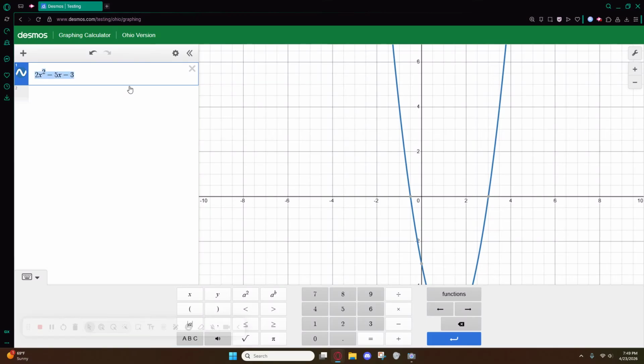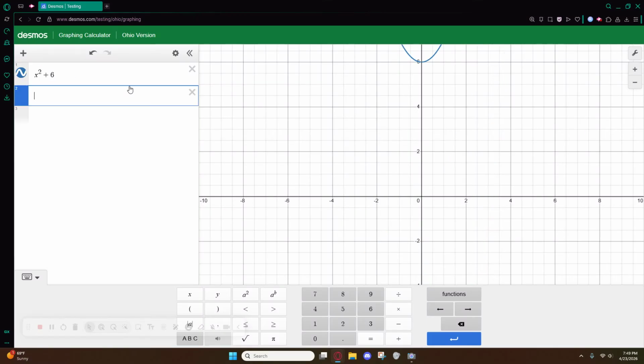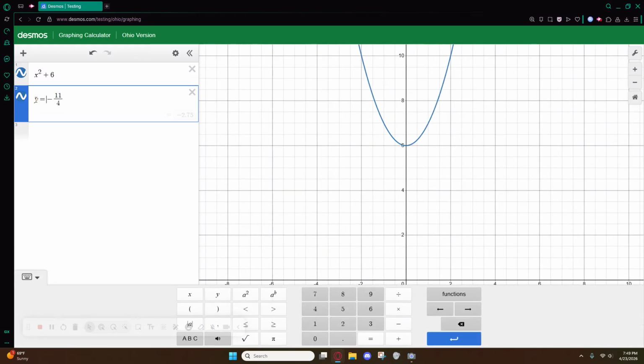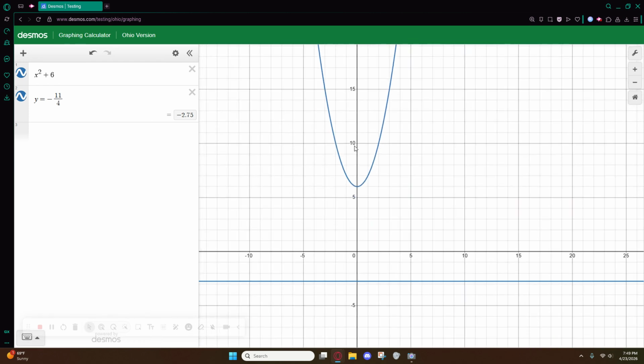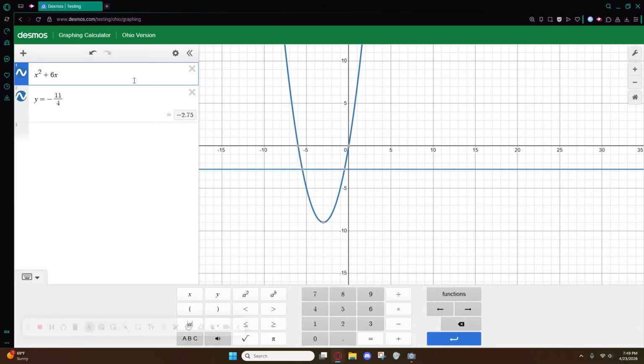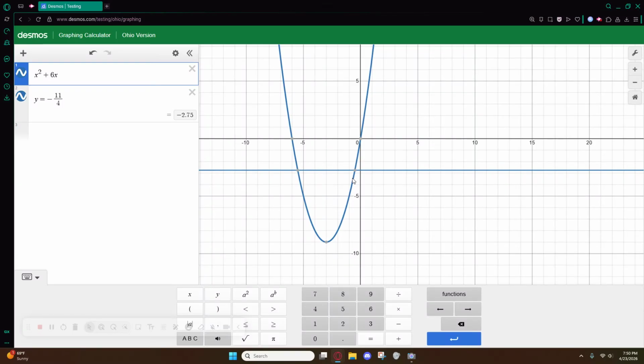X squared plus 6x equals negative 11 over 4. And you have to put in y equals negative 11 over 4. I'm sorry, I didn't put x squared plus 6x. So then I'm like, why is it never touching? Because I typed it in wrong. I pointed that out because that's the kind of realization you have to have on the state test. Why is it not touching? Look at how you put it in. I didn't put in 6x. That makes it wildly different. We're looking for the spots where these lines are touching.